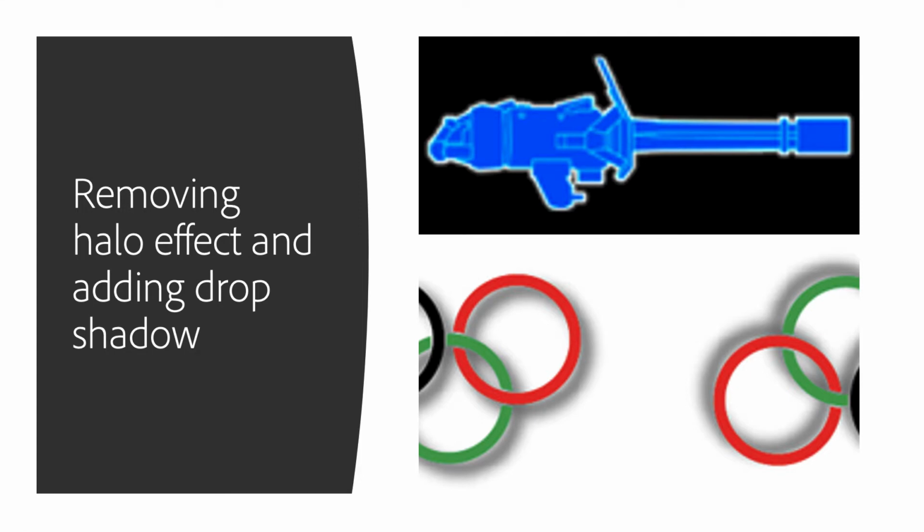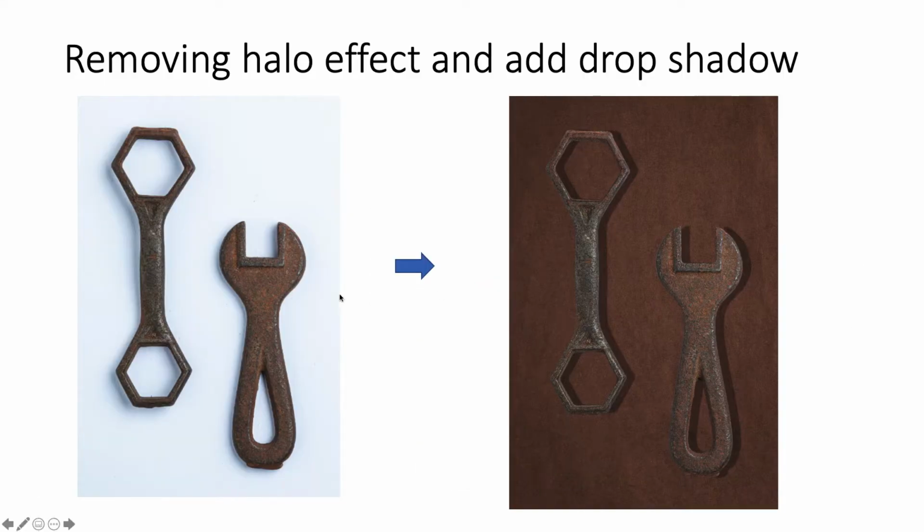So let's see that in action. So here our goal is, on the left you have two tools, a wrench basically, on a white background. I want to transfer them to a dark background, but when we do that, initially you see a halo effect which we will remove, and then we will also learn how to add a drop shadow effect so that the photos appear more realistic, and we can also achieve a kind of 3D effect using this. So let's see how we can do this in Photoshop.